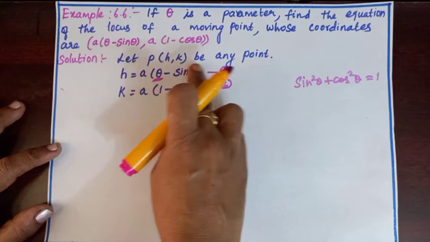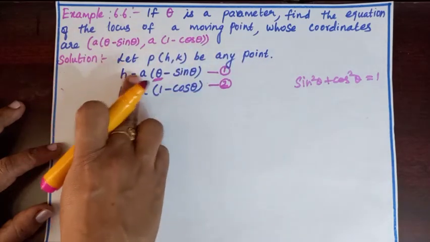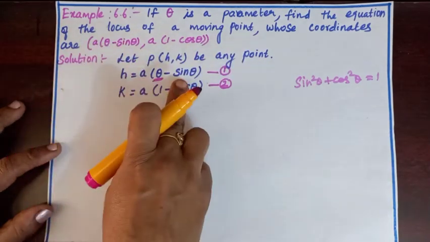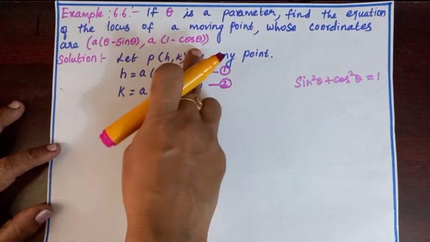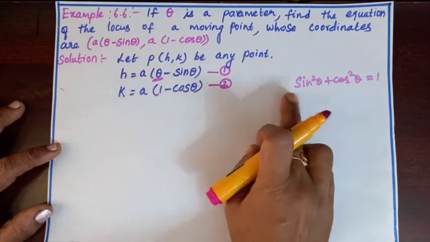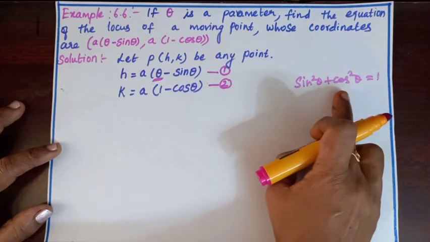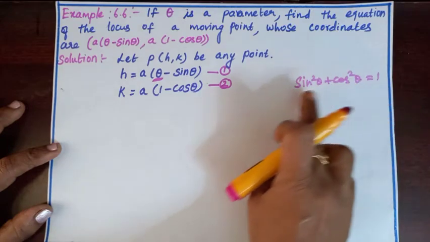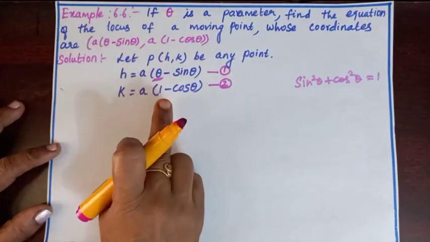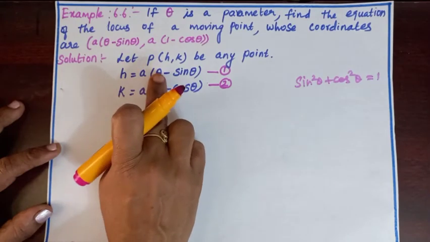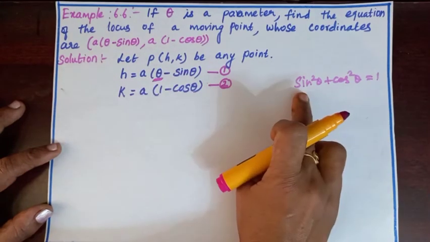Let P of h comma k be any point. h equal to a into theta minus sin theta, k equal to a into 1 minus cos theta. Here we cannot use the identity sin square theta plus cos square theta equal to 1 to eliminate the parameter theta, because here we have theta also. So we cannot use this identity.